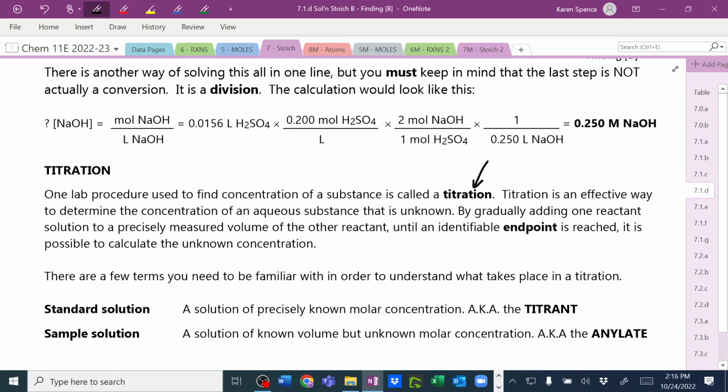If we run out of pipette pumps, you can come use one of these. They're actually meant for 25 milliliters, but it doesn't really matter.